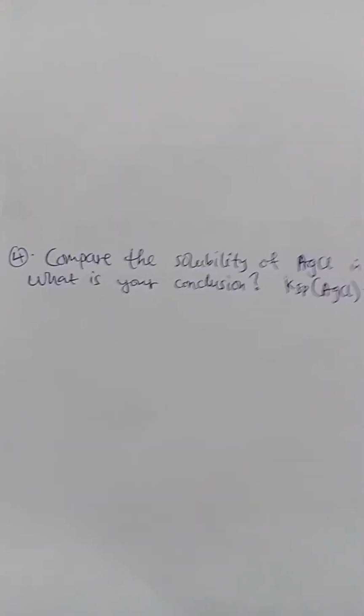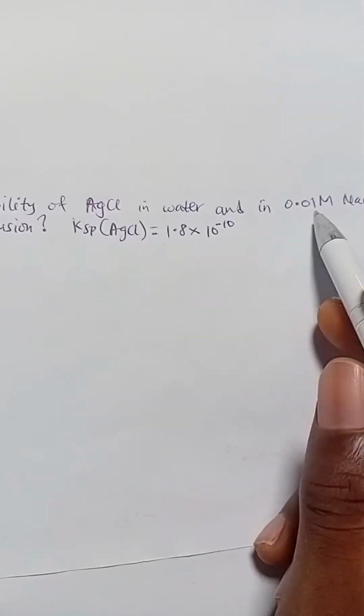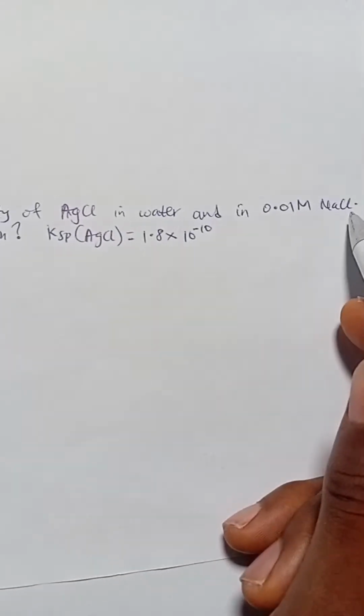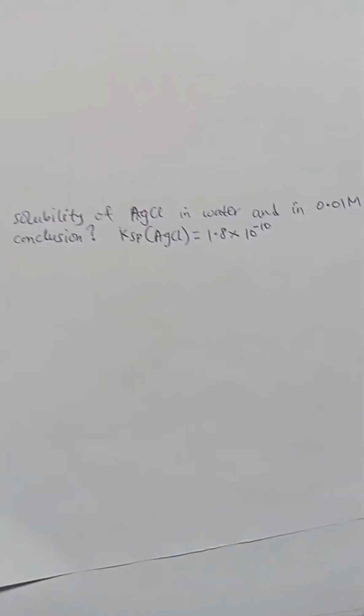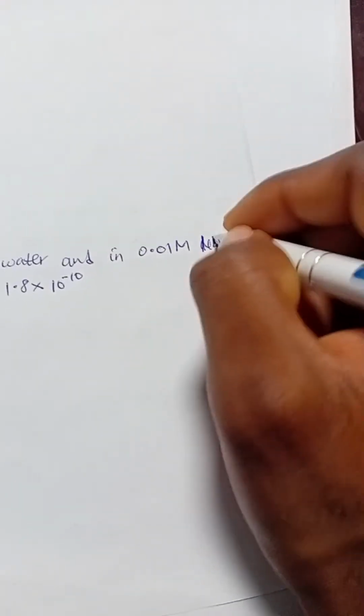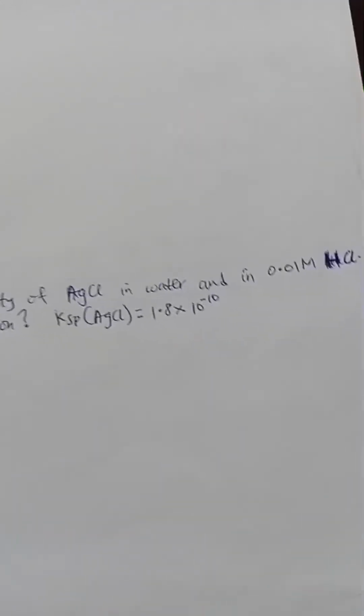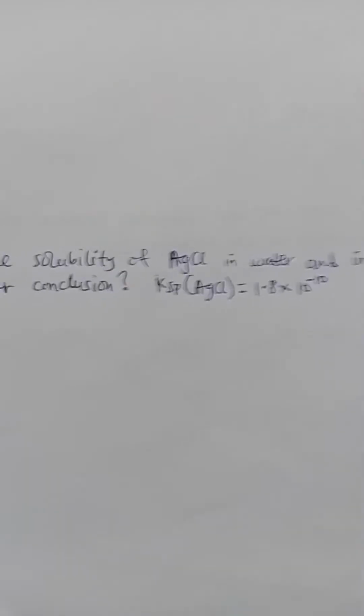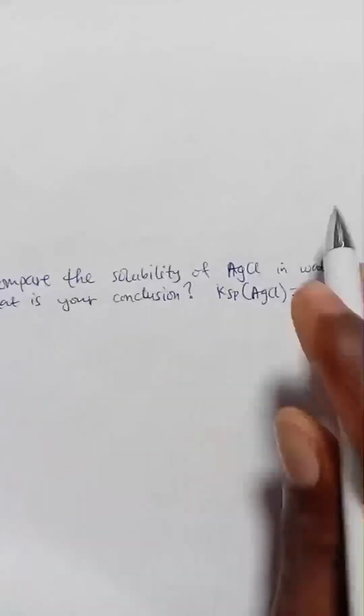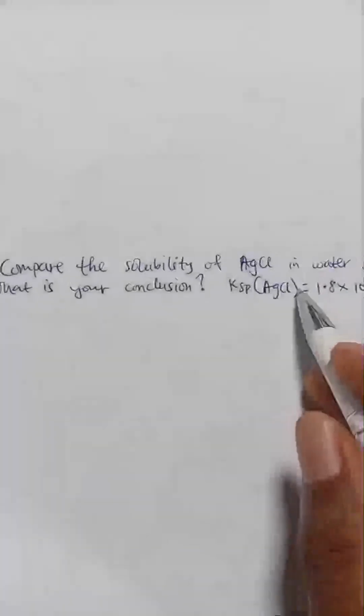So let's take question 4. We have to compare the solubility of silver chloride in water and in 0.1 molar sodium chloride. And then, okay, let me make this HCl. Yeah, let me make this HCl. And they give us a KSP of silver chloride. So let's calculate the solubility of silver chloride in water.